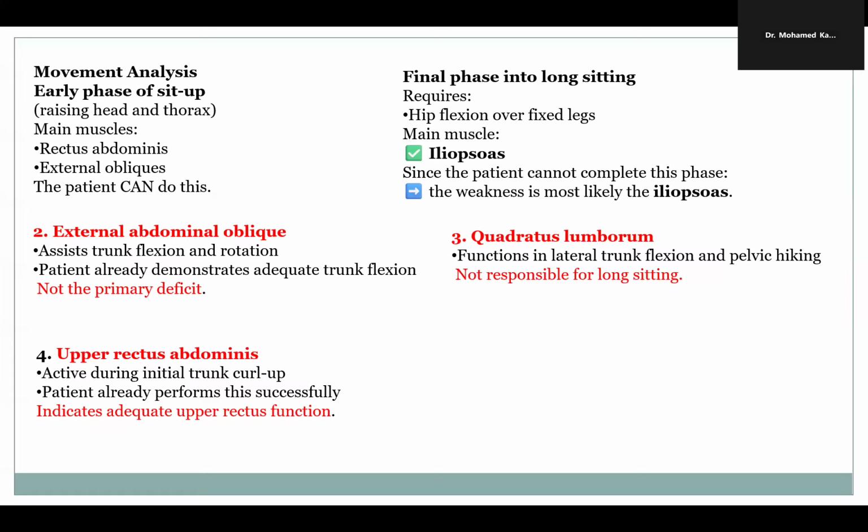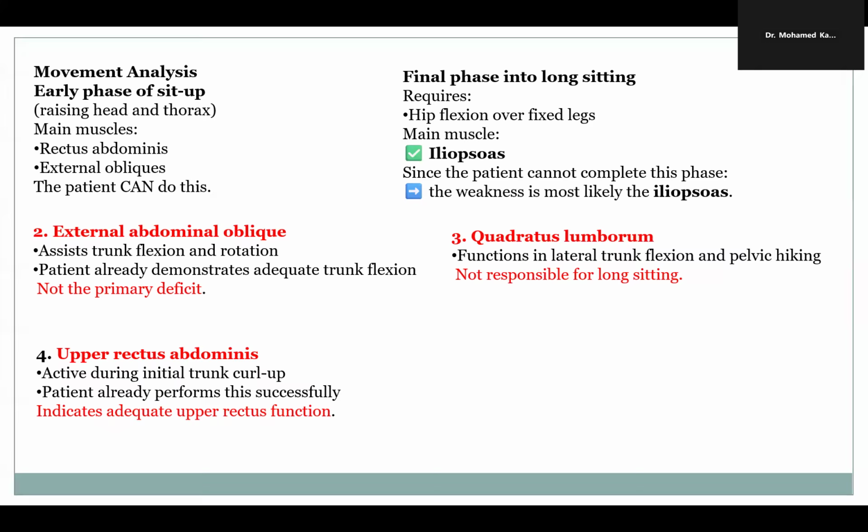So again, in the early phase of the sit-up, the rectus abdominis and external oblique are mainly required, and they are already working. But the patient cannot continue to long sitting because of weakness of the iliopsoas. Okay. So now let's look at the incorrect options. Option number two, external abdominal oblique. Already this muscle is working and it assists trunk flexion and rotation. So the patient already demonstrates adequate trunk flexion, so this is not the primary deficit in this patient.